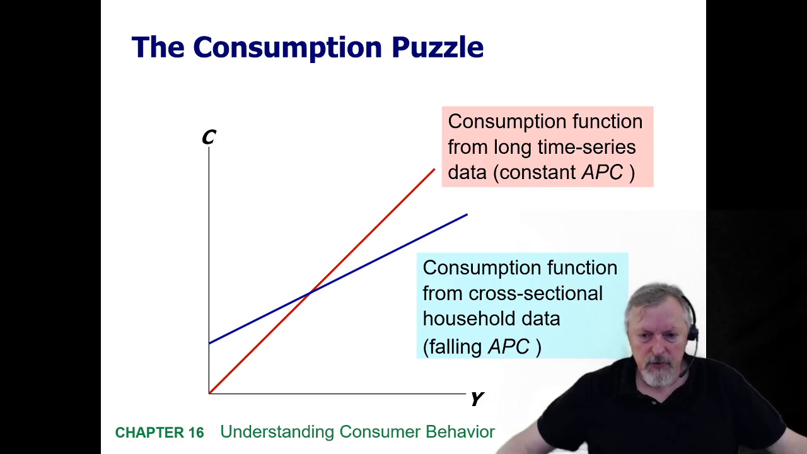Imagine a poor person who has an income of $100 and spends 90% of it, and a rich person with an income 10 times larger, $1,000, and the rich person spends 50% instead of 90. Well, that would fit with a Keynesian model of declining marginal propensity to consume.